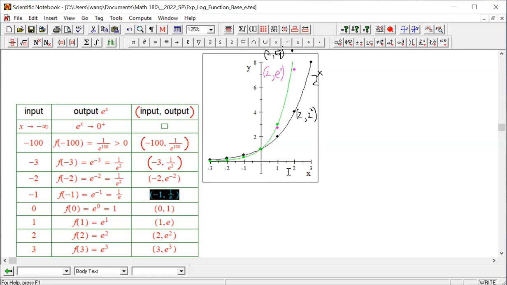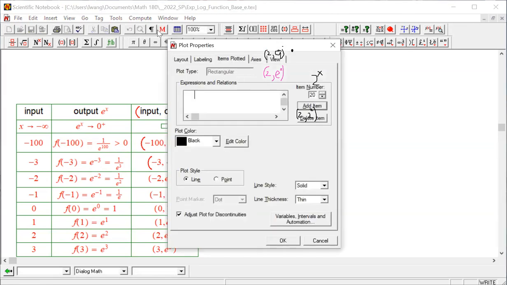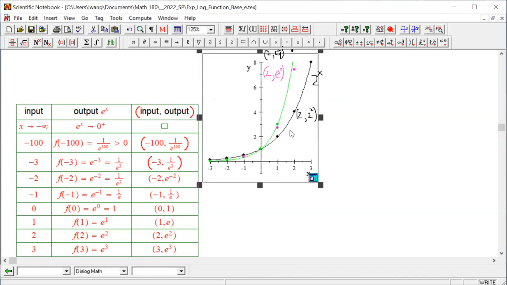So let me put another point when input is -1. I'm going to bring in the magenta. On this side, you can see the black 2 to the power x is higher, the green is lower, and the purple is in between. Now you can see when we plot all the points in the picture.